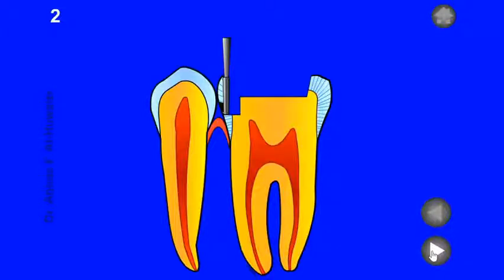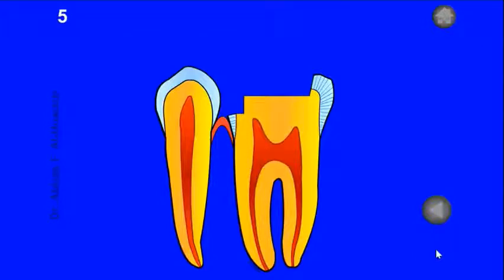Step 3. Remove all the remaining tooth structure mesially. Step 4. Bevel the axial pulpal line angle.